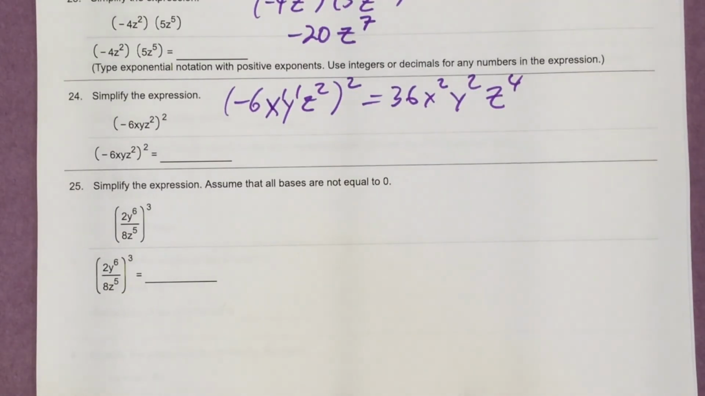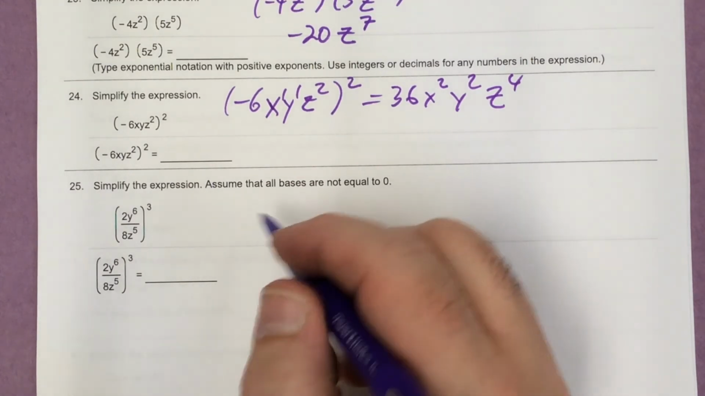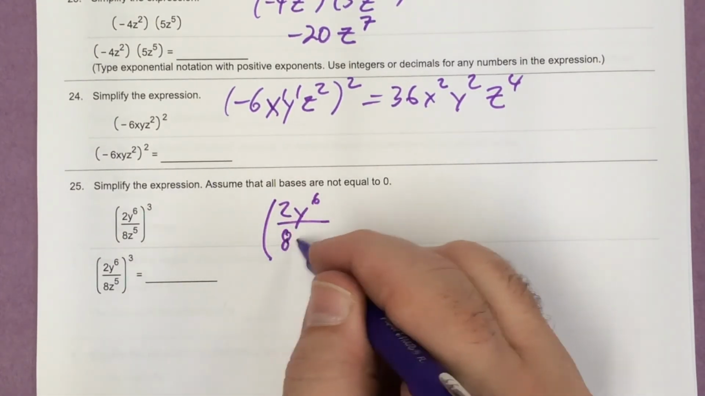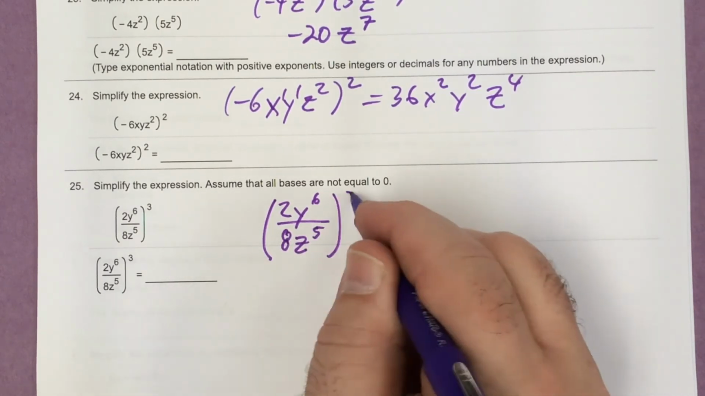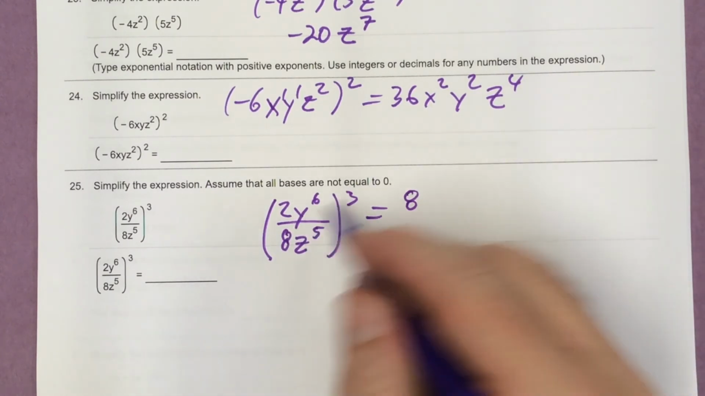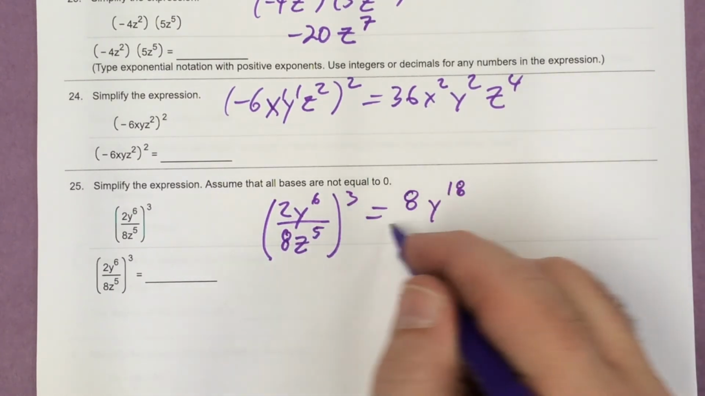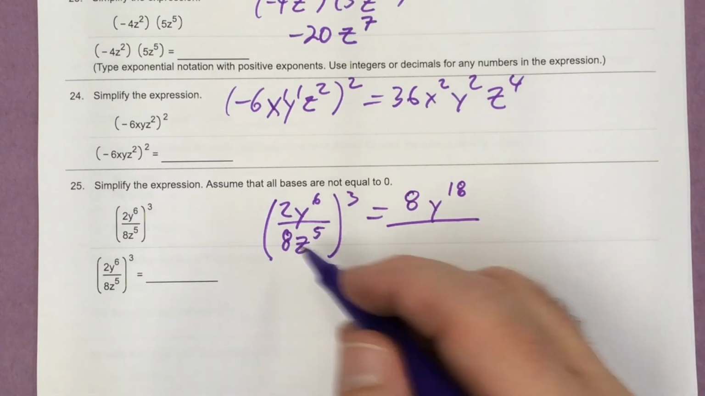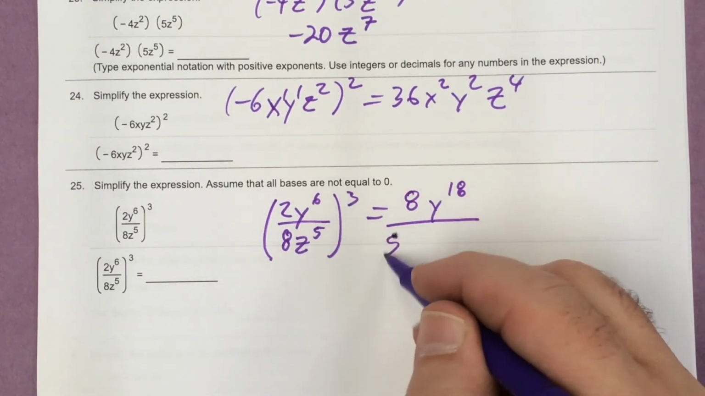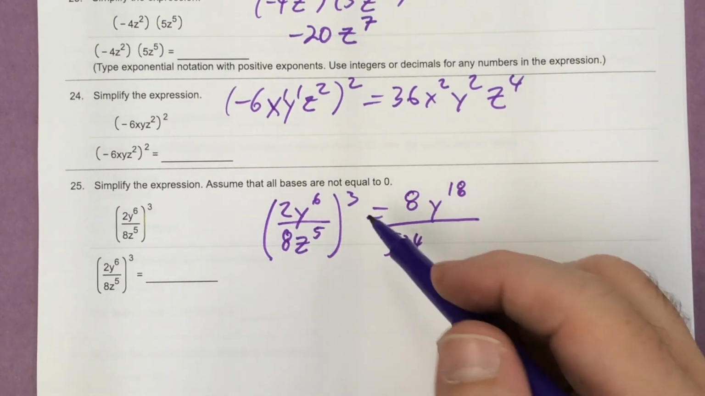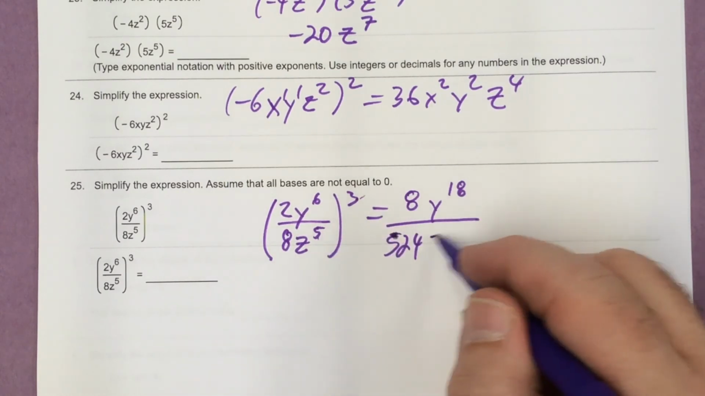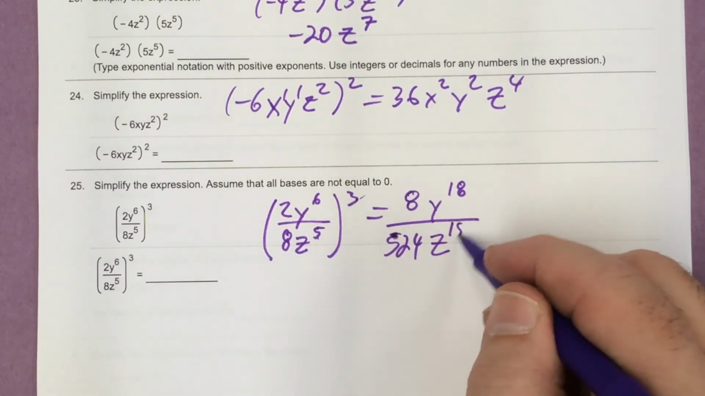And then finally on the last one, without showing a ton of work, my answer is 2y to the 6th divided by 8z to the 5th, all to the 3rd. 2 to the 3rd is 8. y to the 6th to the 3rd is y to the 18th. 8 to the 3rd, that's going to give me 524, I believe, but I could be wrong about that. z to the 5 to the 3, 5 times 3, that'll give me z to the 15th.